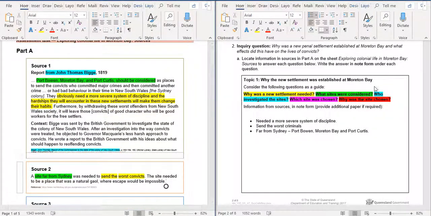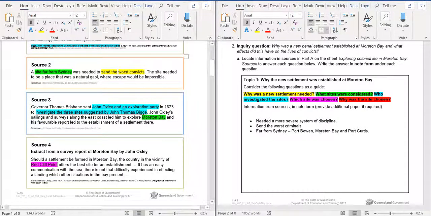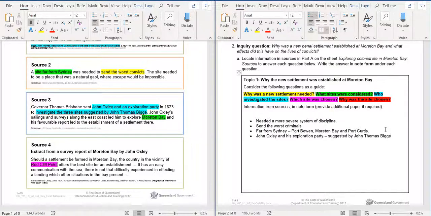So let's go back. The question: who investigated the sites? We see that we've got John Thomas Bigge highlighted and also John Oxley and his exploration party. So we can say that John Oxley and his exploration party, suggested by John Thomas Bigge. Okay, so we've got that.